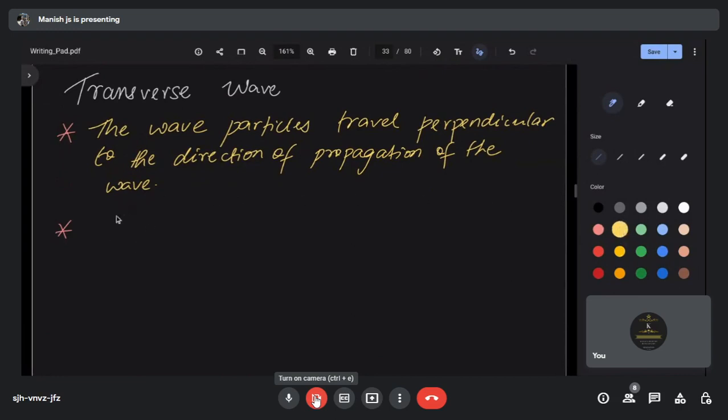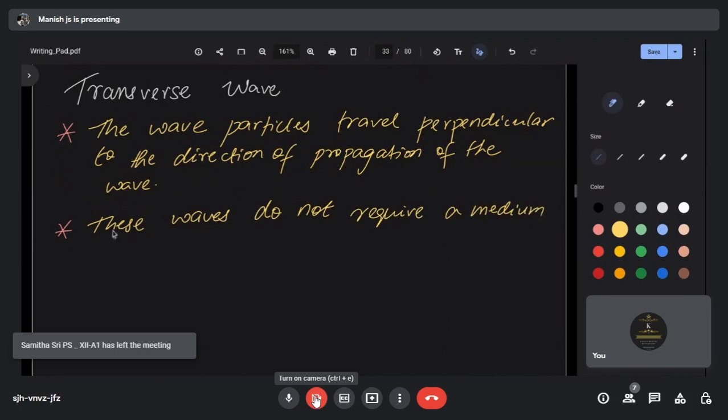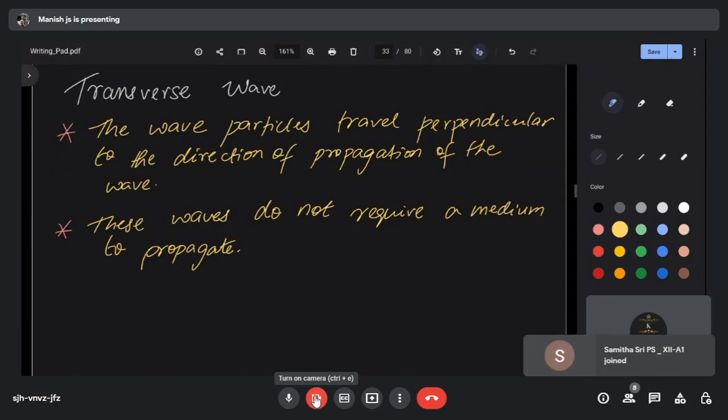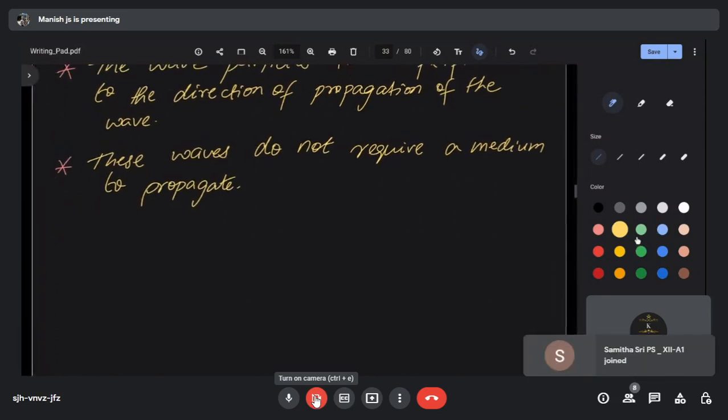Then, do they require a medium for their propagation? These waves do not require a medium to propagate. So like sound and the slinky, they don't require any particular medium to propagate. So transverse waves don't require a medium to propagate. So that's one important property.